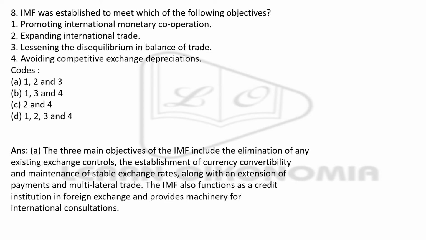Promoting international monetary cooperation is one of the objectives. Expanding international trade is another objective. Then you have lessening the disequilibrium in balance of trade, another motive with which IMF was established. Okay, so it actually functions as a credit institution when it comes to foreign exchange. It provides machinery for international consultation. It controls exchanges. It helps in the establishment of currency convertibility, and also it helps to have a stable exchange rate along with the extension of payment as well as multilateral trade.